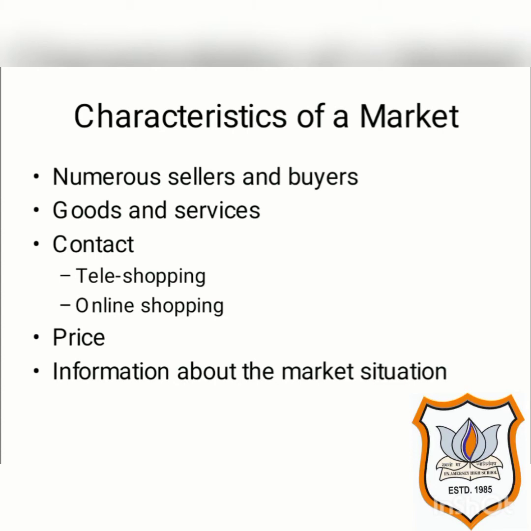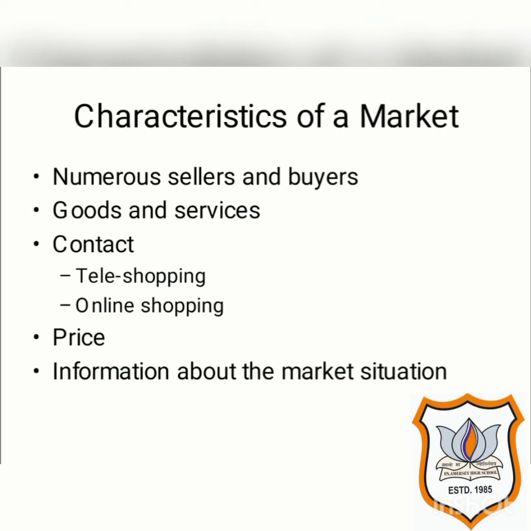First one is numerous sellers and buyers. So as we have seen from the meaning itself, there are two parties in a market, those are buyers and sellers. So it is compulsory to have both the parties in a market. They make a purposeful exchange of goods and services which is known as buying and selling. The sellers sell the goods so as to earn maximum profit, while the buyers buy those goods so as to gain maximum satisfaction from that product.